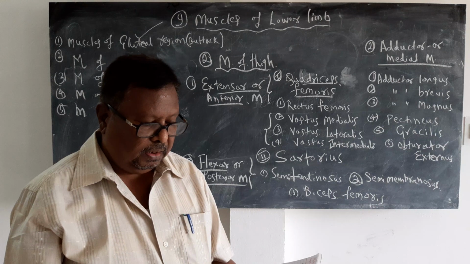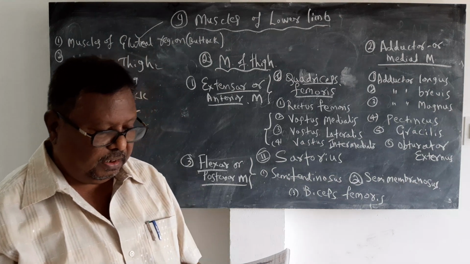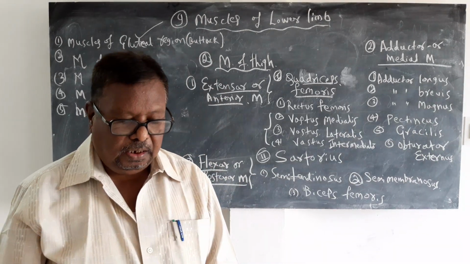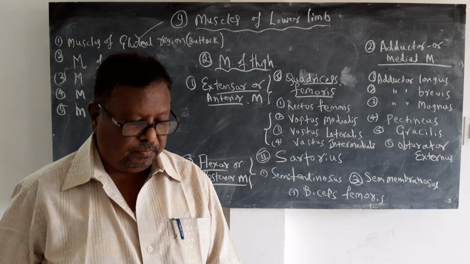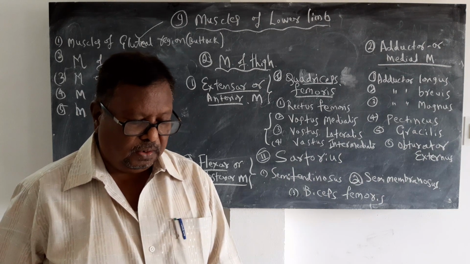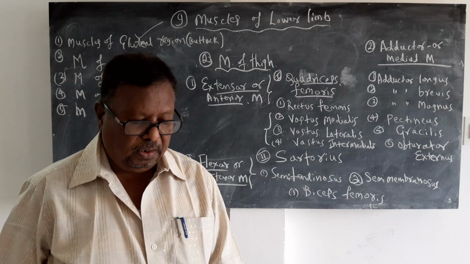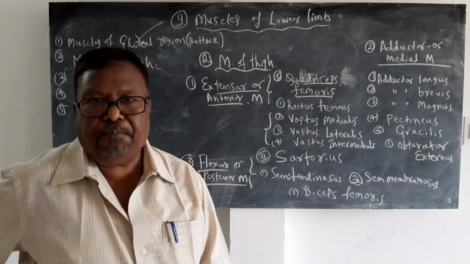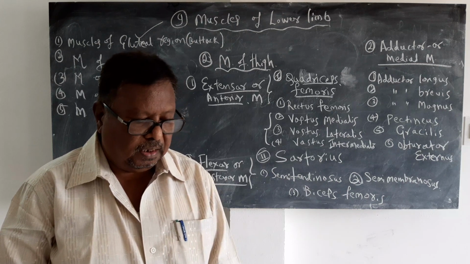Coming to the insertion, linea aspera of the femur bone. It inserts into the linea aspera of the femur and the medial epicondyle of the tibia bone. Action, adduction, that is nothing but the movement towards the middle of the body. Then flexion, bending of the limb or the joint. Bending of the limb or joint is called flexion of the hip region. Flexion and adduction is done by this muscle, adductor longus.